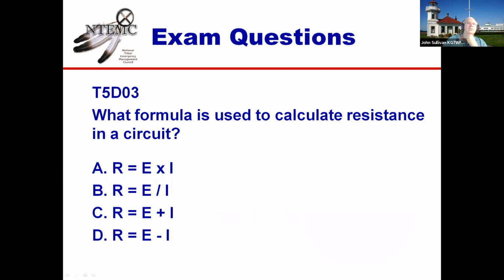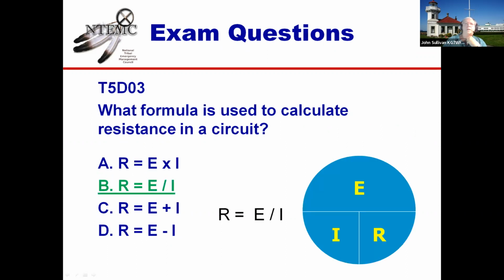What formula is used to calculate resistance in a circuit? They give you all three directions on this question. Again, we have R. Remember, it's on the lower right of that circle. You're going to have an E over an I, so it's E divided by I, volts divided by current, by amps.